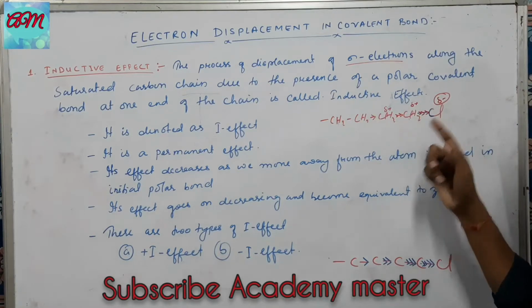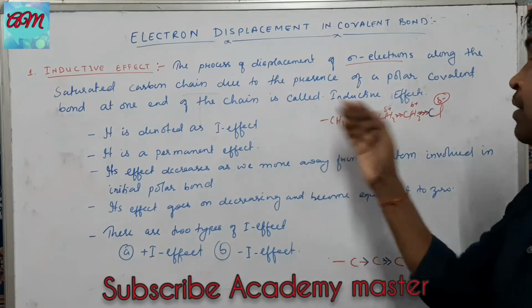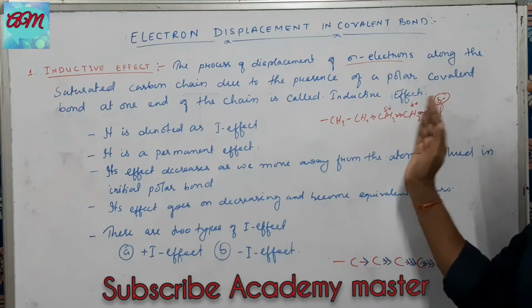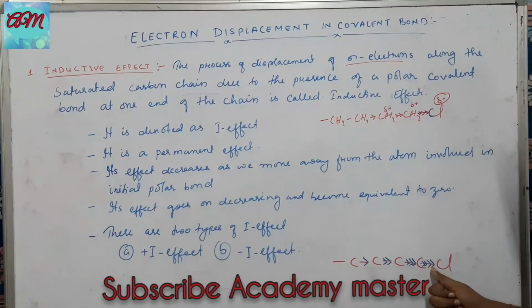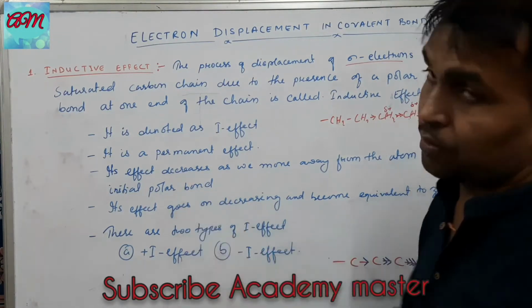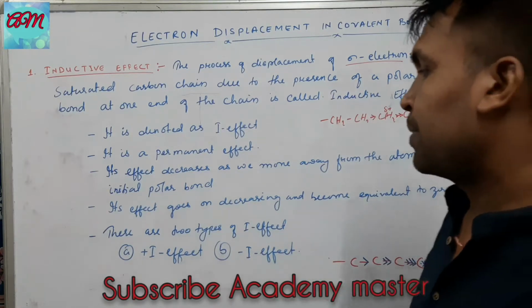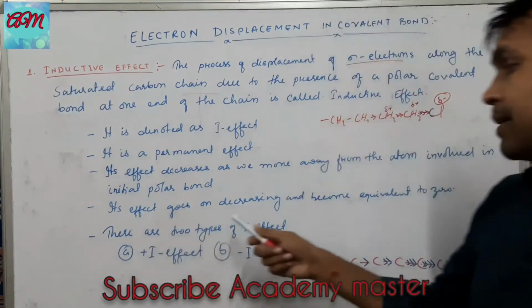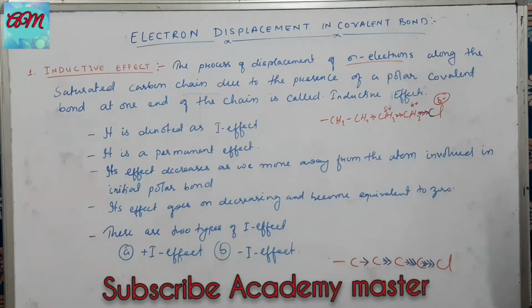As you can see, 3 arrows, that means the attraction is very strong here. But as we are going away from this polar covalent bond, the effect is getting reduced, 3, 2, 1, like that. Here also you can see I have drawn 4, 3, 2, 1, and at last it may become negligible. So this point you should remember. Its effect goes on decreasing and becomes equivalent to 0. That one I have already discussed with you.